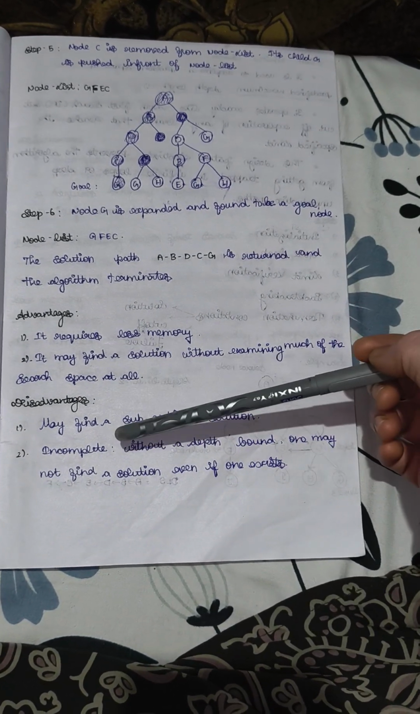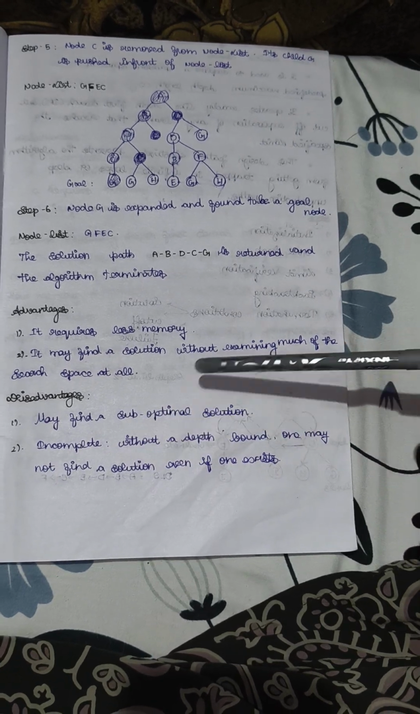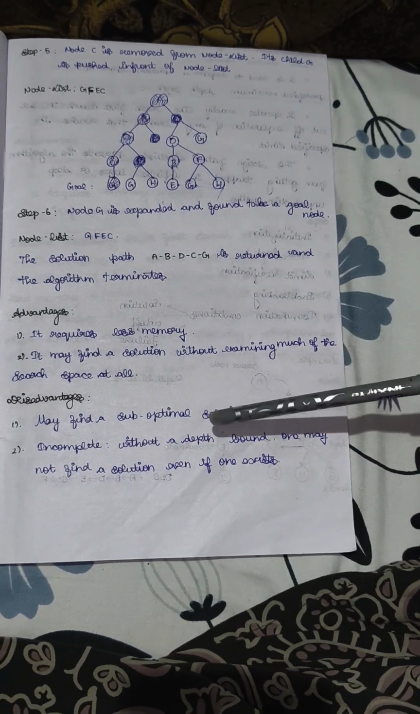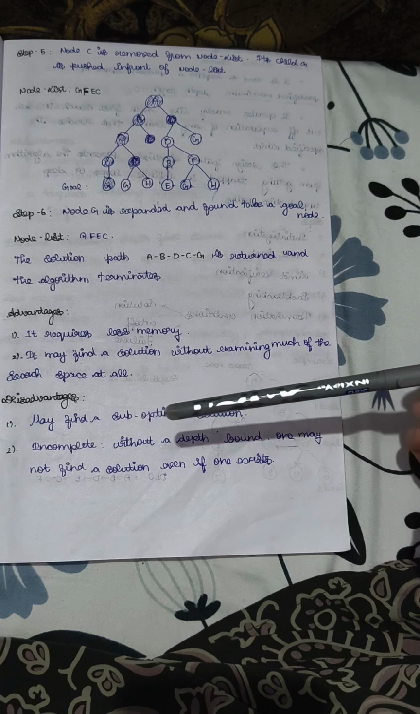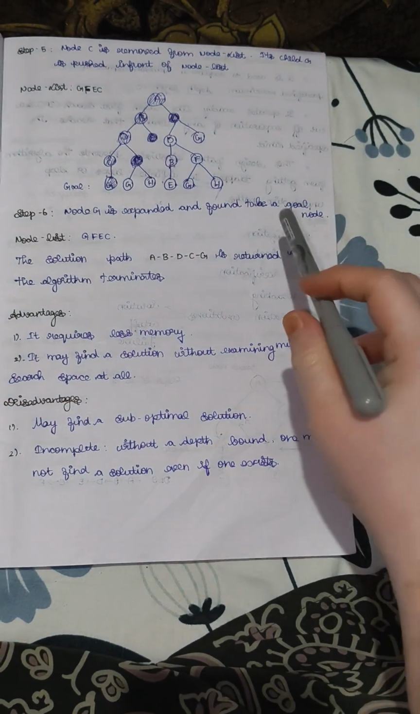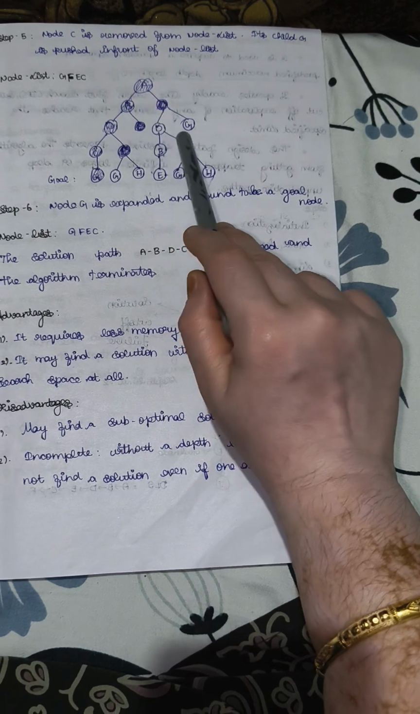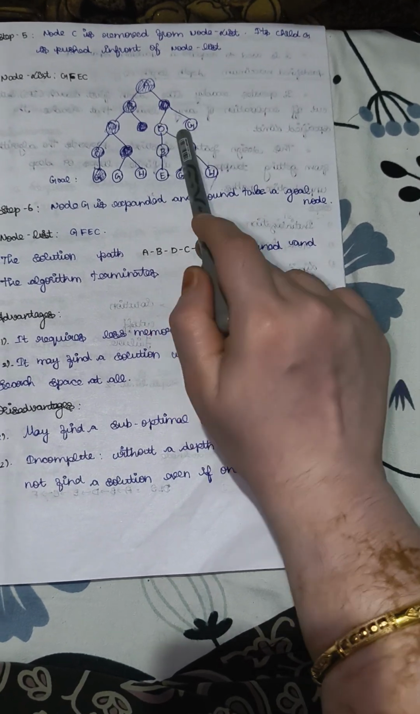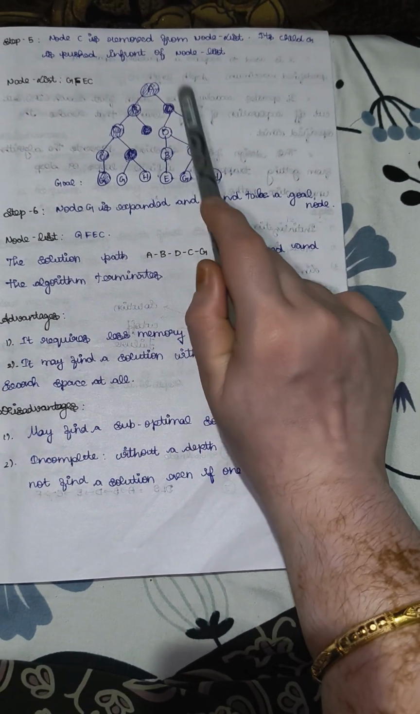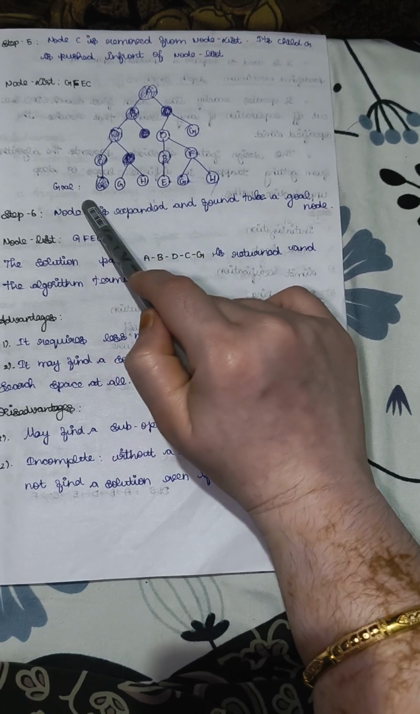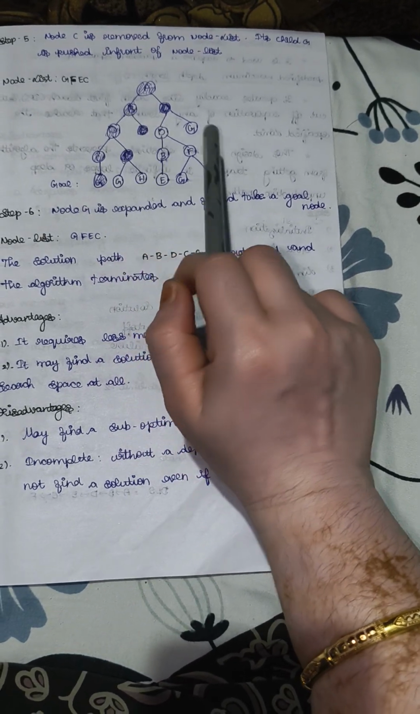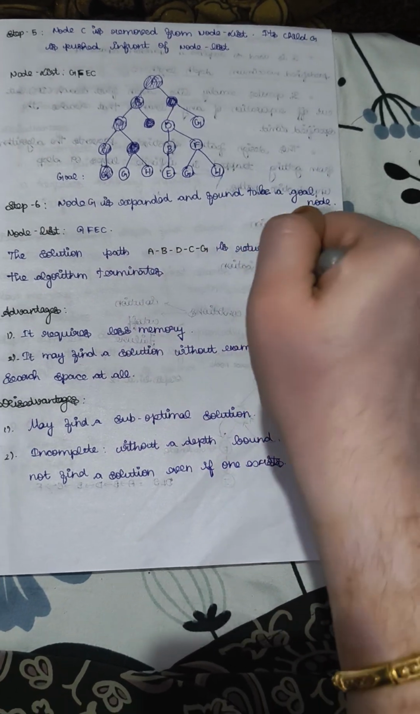The second disadvantage is that it is incomplete. Without a depth bound, one may not find a solution even if one exists. Even if the solution exists here, it may not find the best solution because it works under this condition. So that is the major drawback of this algorithm.